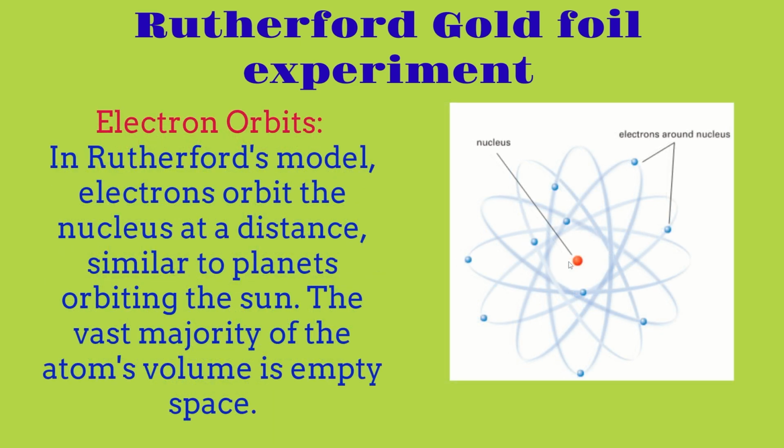Furthermore, Rutherford also came up with electron orbits. In Rutherford's model, electrons orbit the nucleus at a distance similar to planets orbiting the sun, and the vast majority of the atom's volume is empty space. So this is exactly how his model looked on the right. It looked like they were going in elliptical orbits, like the nucleus was the sun and all these were the planets, and the majority of the atom was covered with vacuum space.